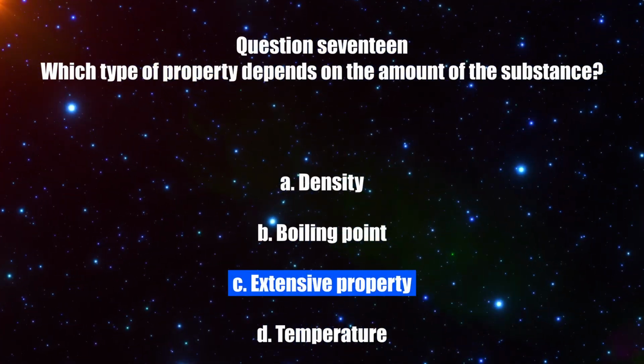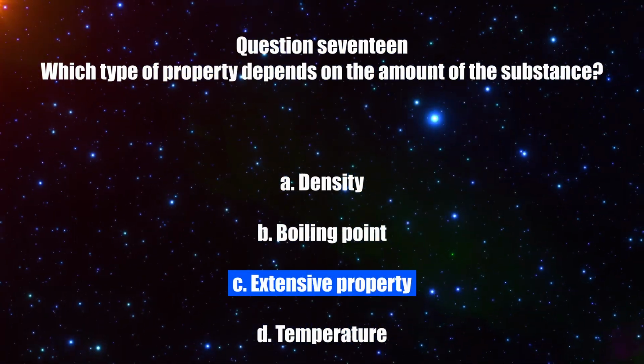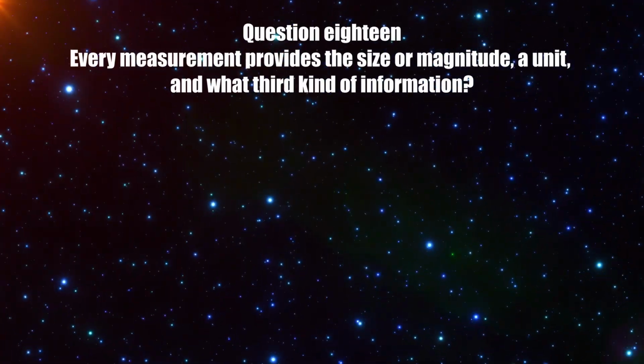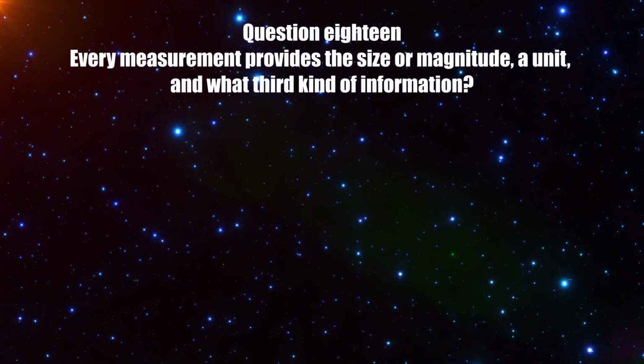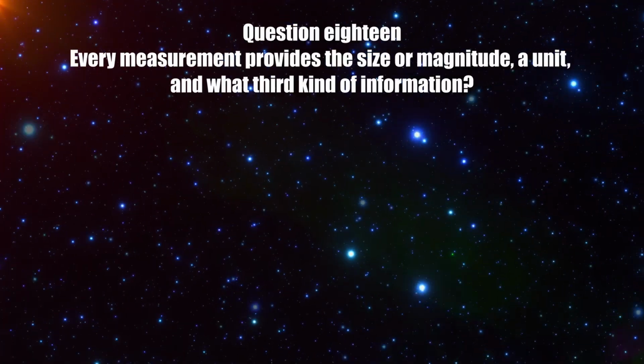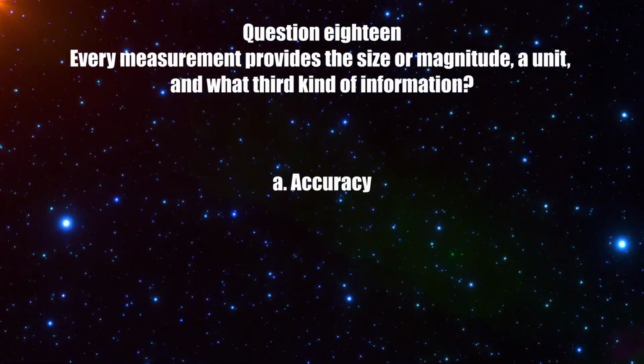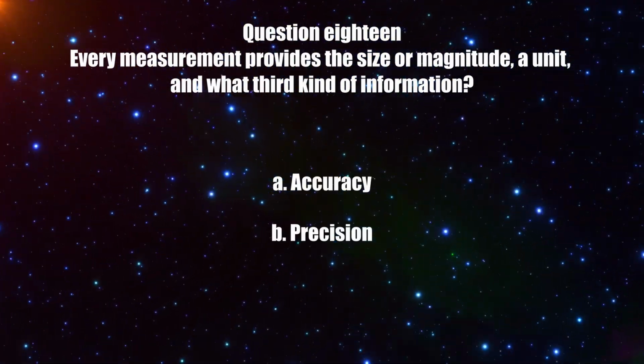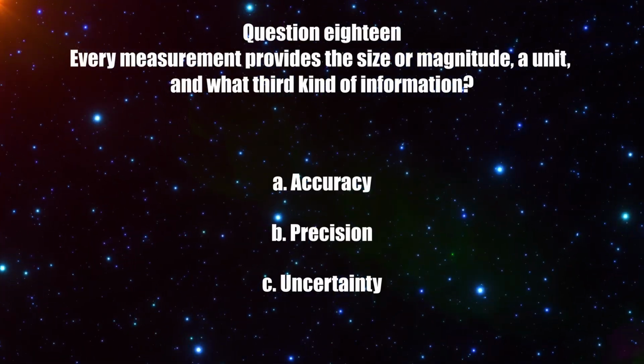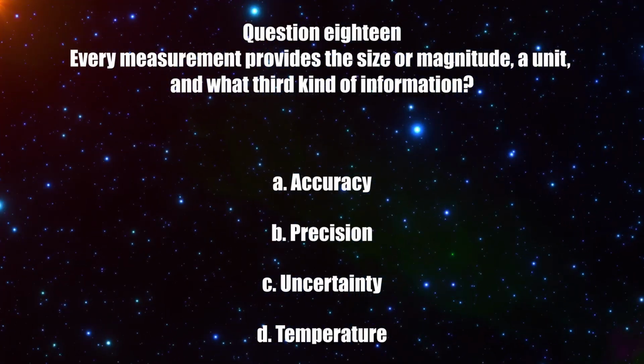The correct answer is C. Extensive property. Question 18. Every measurement provides the size or magnitude, a unit, and what third kind of information? A. Accuracy. B. Precision. C. Uncertainty. D. Temperature.